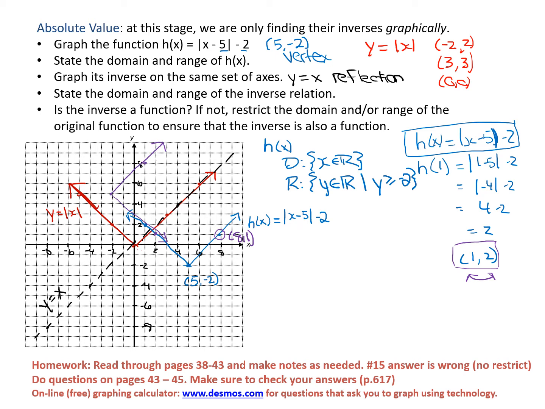So there in purple is my inverse. Now I can tell clearly by looking at it, it's not a function, so I'm not going to call it h inverse of x. I'm just going to call it h inverse because it's not a function. It fails the vertical line test.